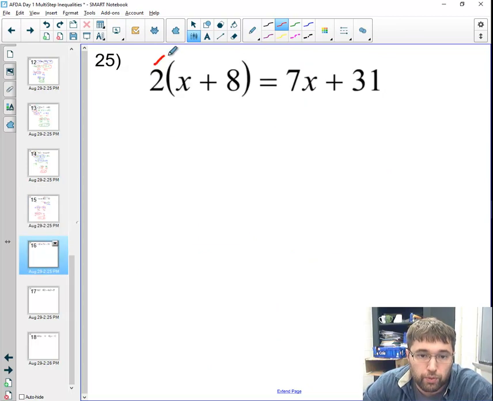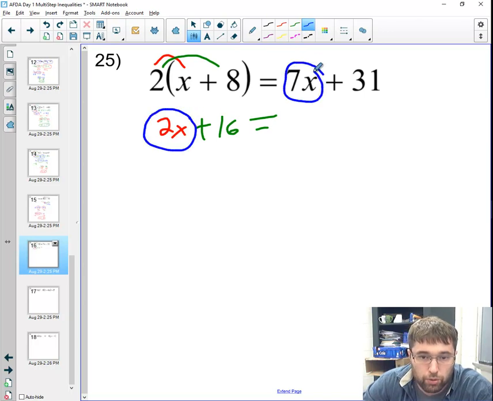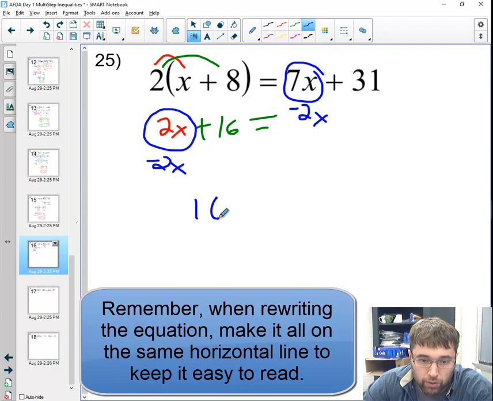Next problem, we distribute. Red and green are Christmas colors, so we have 2x and positive 16. And again, I'm not going to rewrite that because I'm being lazy. Circle the variables. We have 2 variables. We're going to move the smaller variable to the bigger variable, so I'm going to subtract 2x from both sides. And we're left with 16 equals 5x plus 31.